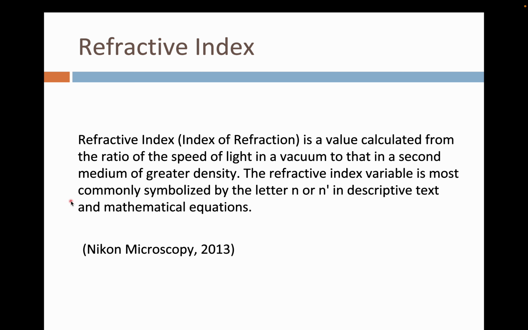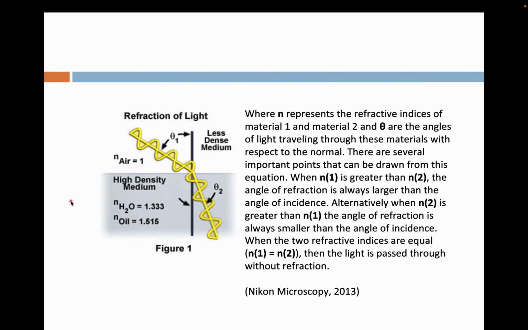And in terms of notation, it's symbolized by the letter N or an N apostrophe in descriptive text and mathematical equations. Okay, to illustrate that, you would remember that if you use the highest or the most powerful objective of a compound light microscope, you make use of an oil.